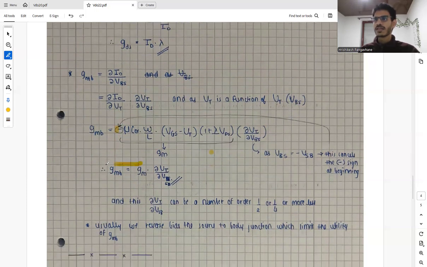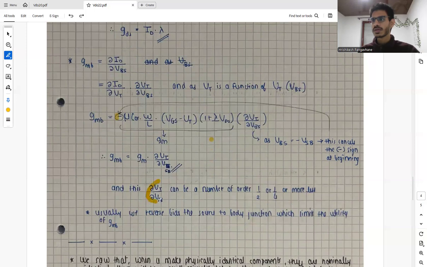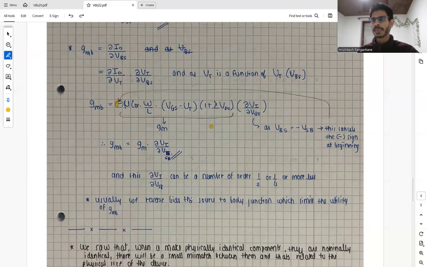So we are left with gmb equals gm times ∂VT/∂VSB, and this ∂VT/∂VSB can be a number of order half, or 1/4, or even more or less. And usually we reverse bias the source to body junction, which limits the utility of gmb.